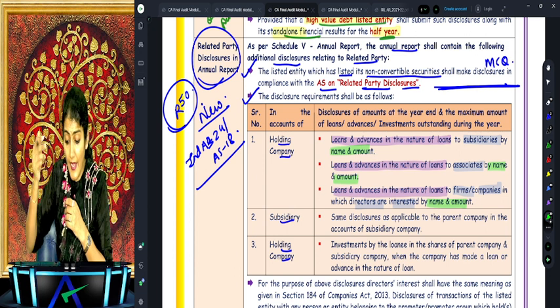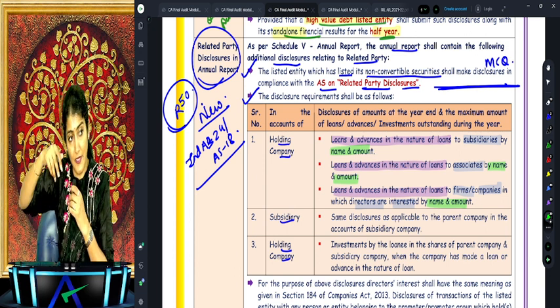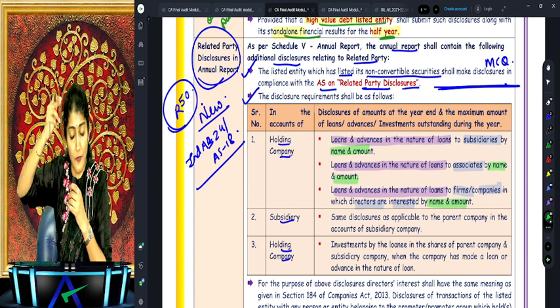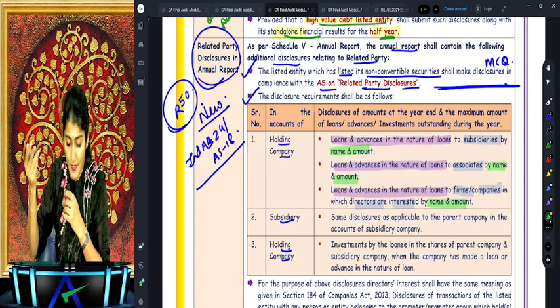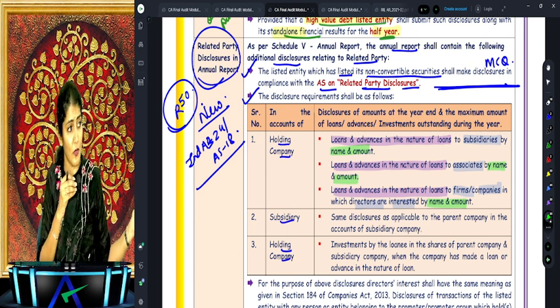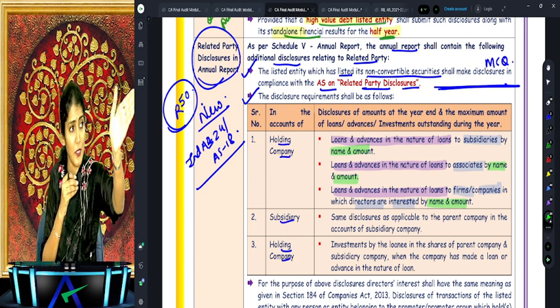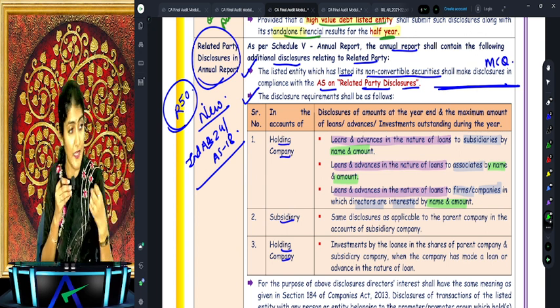So loans and advances in the nature of loan given to subsidiaries, with name and amount, then given to associates by name and amount, to firms and companies in which directors are interested by name and amount. Is the auditor also giving this in the CARO clause 3? Yes, but it says management, you also need to disclose this in the annual report of the company. Are you understanding that? Okay.